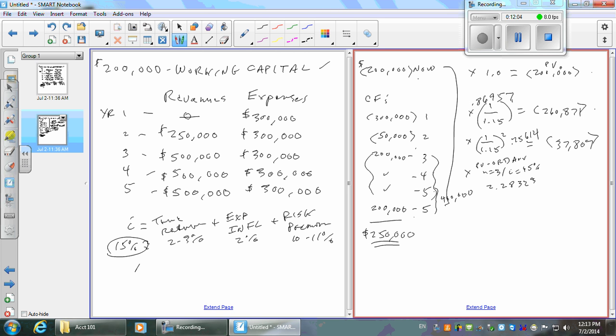So 200 times 2.28323, and this is positive, isn't it? All those were positive. That's when we start making money. How much is that? 456,646.